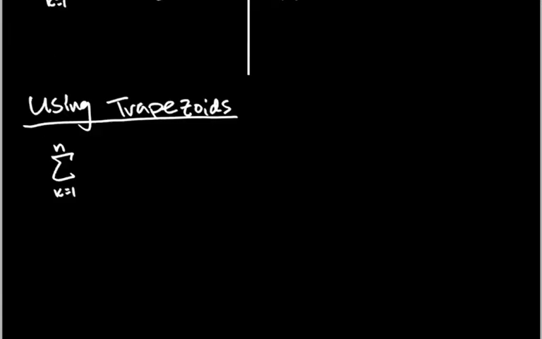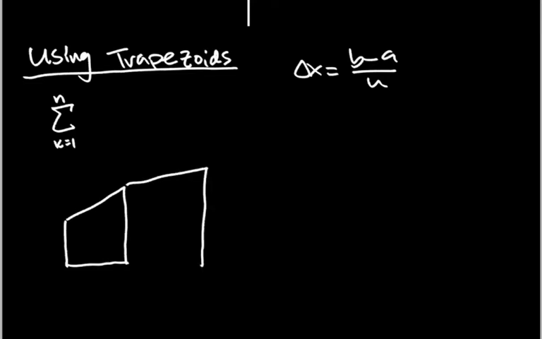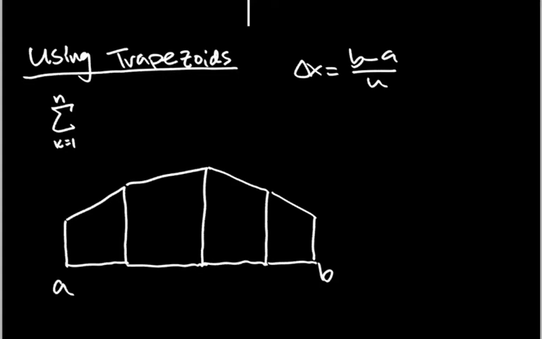Okay, trapezoids. So there's actually a pattern here. First of all, delta x is still b minus a over n, same idea, right? So if we look at things like this, we have a, we have b, a plus delta x, a plus 2 delta x, a plus 3 delta x, a plus 4 delta x.